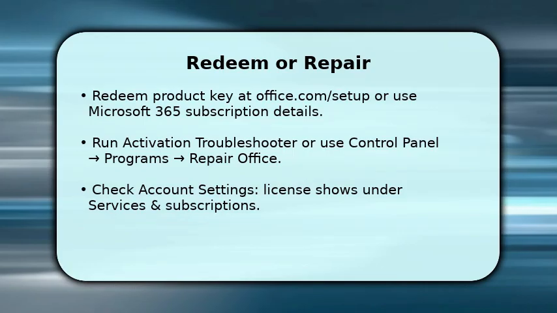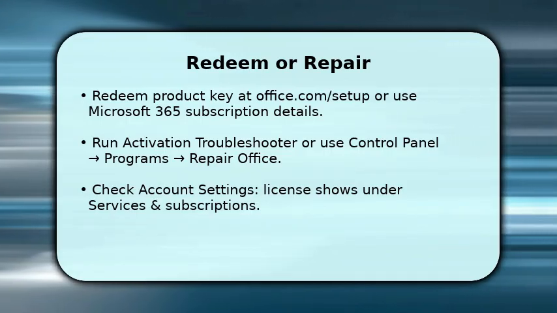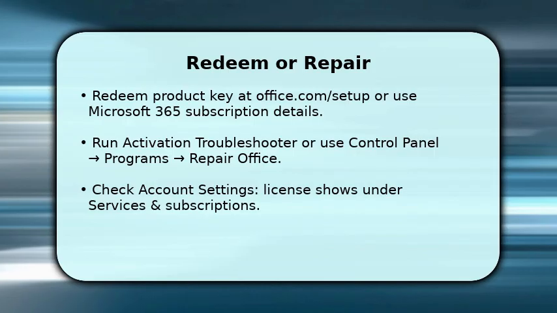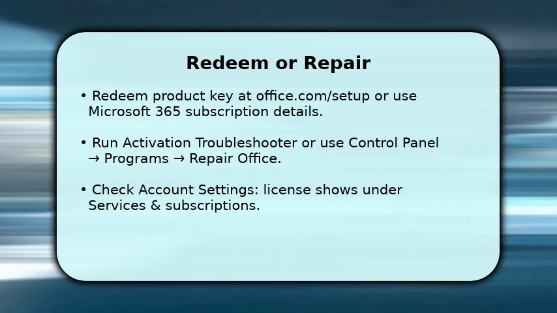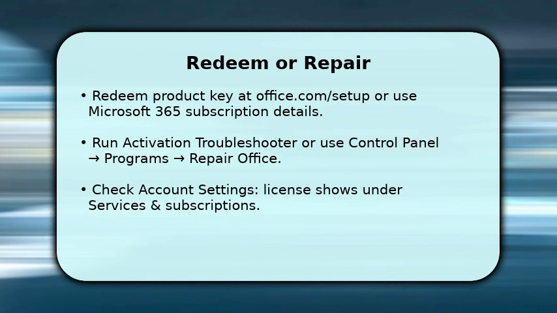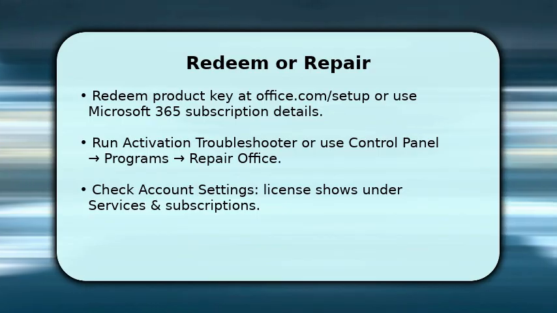Next, redeem a product key or confirm an active Microsoft 365 subscription at Office.com/setup. Enter the key or subscription email so the license attaches. Once redeemed, run the built-in activation troubleshooter or perform a repair via Control Panel, Programs, Microsoft Office, Modify, Online Repair. This fixes corrupted licensing files. Make sure your account shows the license under Services and Subscriptions. If repair finishes, return to PowerPoint and let it revalidate. This sequence addresses most mid-process activation failures.